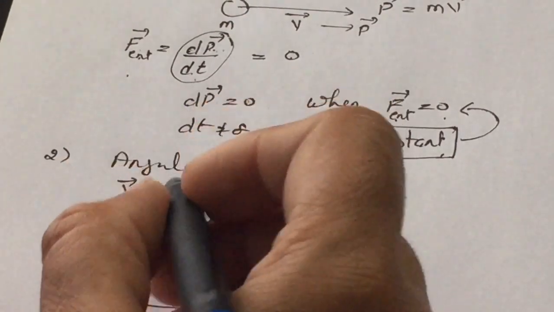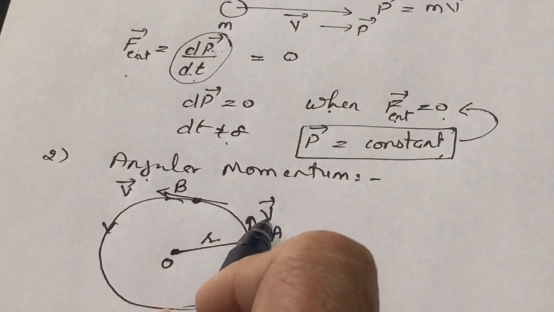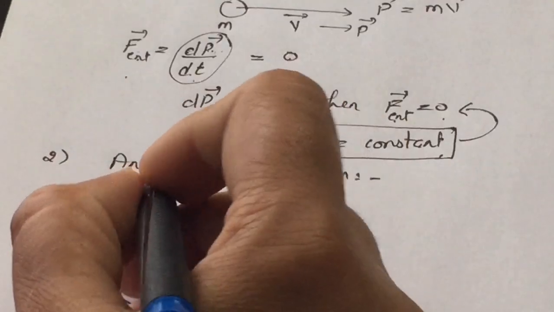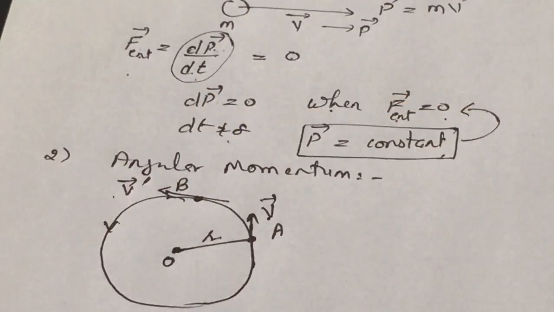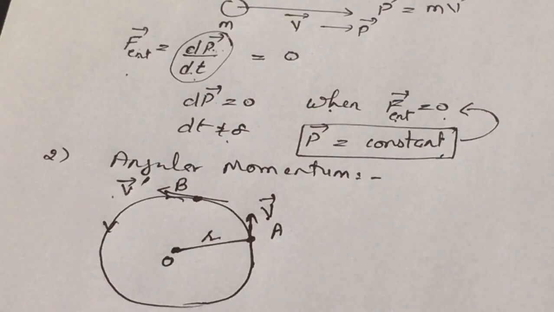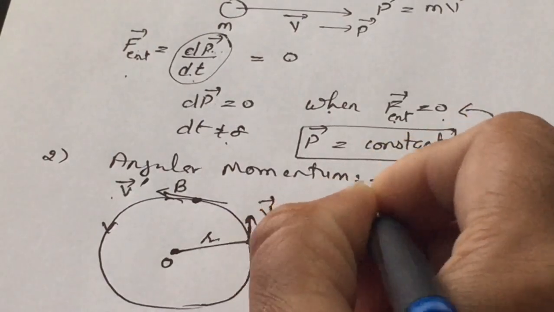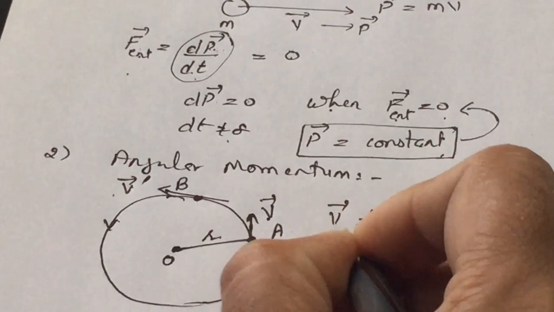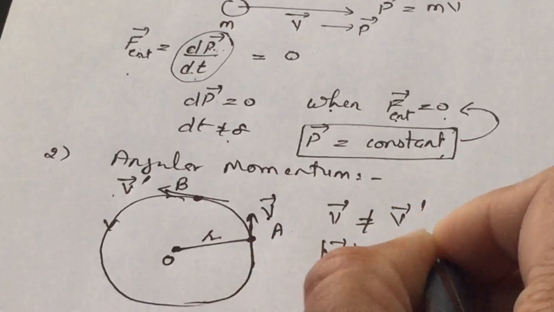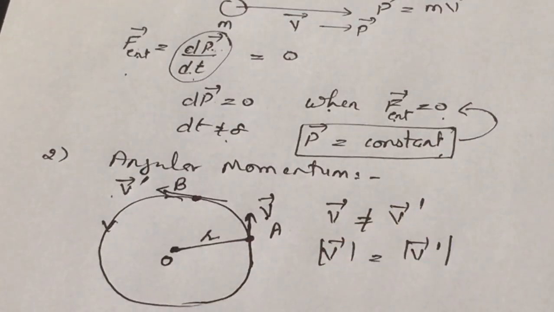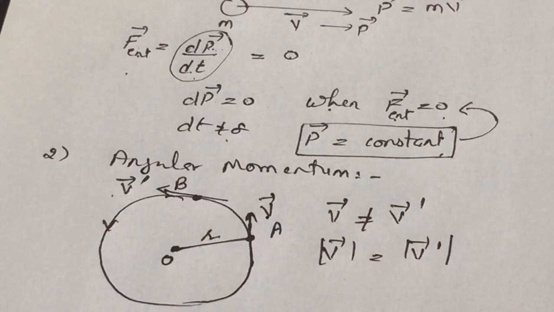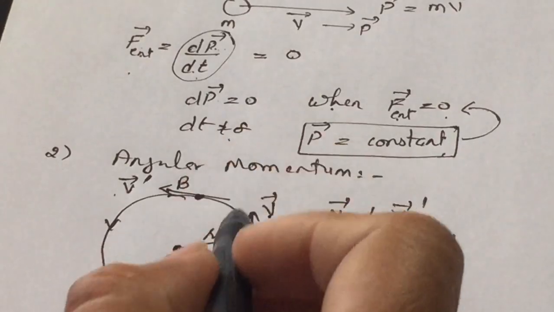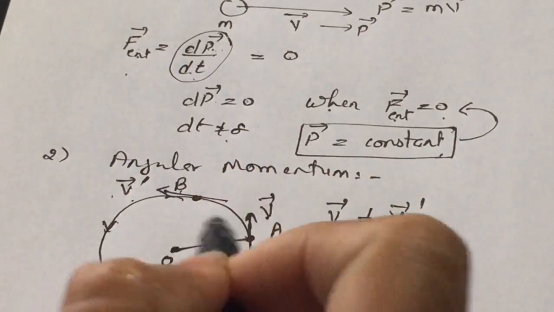Here the magnitude of the velocity at point A and point B is the same, but the directions of the velocities are not the same. So we can say that V is not equal to V dash, but the magnitude of V is equal to the magnitude of V dash. Both velocities are the same in magnitude, but they are not the same in direction. Hence, at every point there is a change in motion.